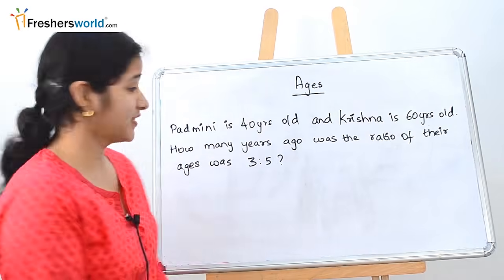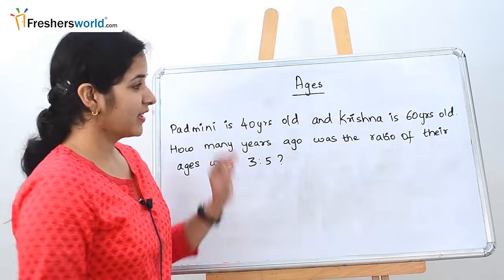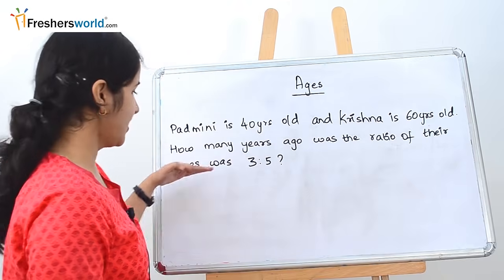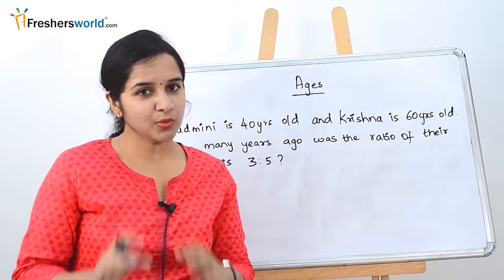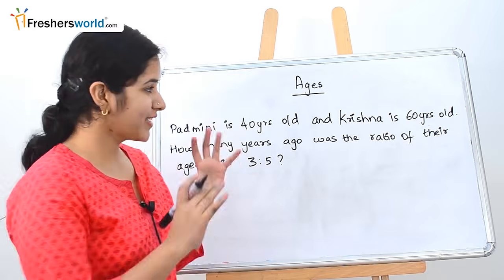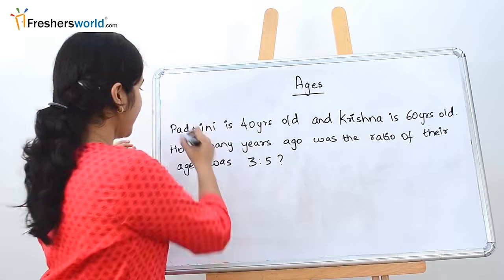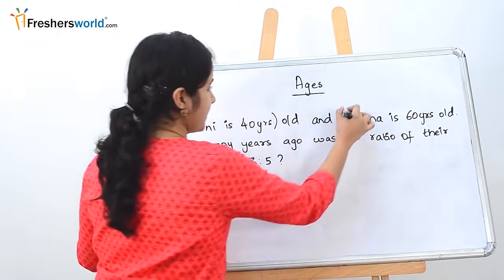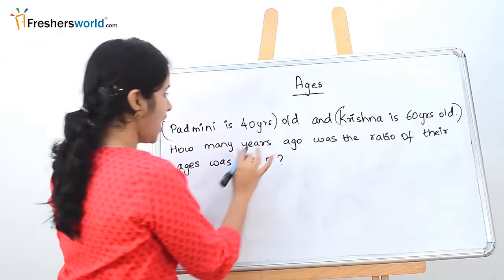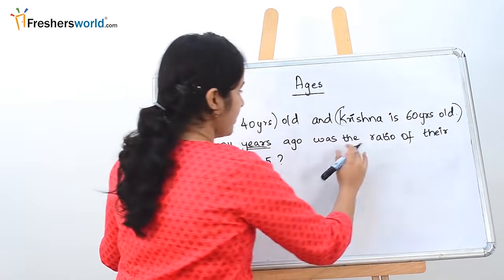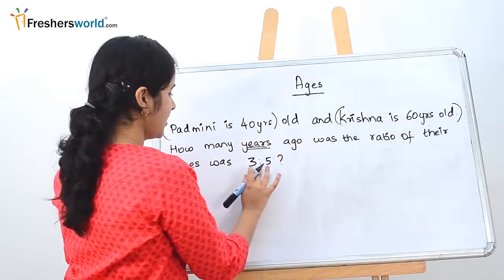The first question is: Padmini is 40 years old and Krishna is 60 years old. How many years ago was the ratio of their ages 3:5? In part 1 itself, I have clearly told you that you have to segregate the question into brackets such that it is easy for you to find it. So Padmini is 40 years old. Krishna is 60 years old. How many years ago? So we have to find the number of years ago. Was the ratio of their ages 3:5.